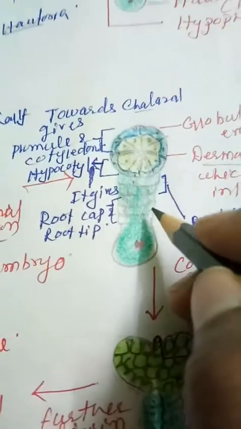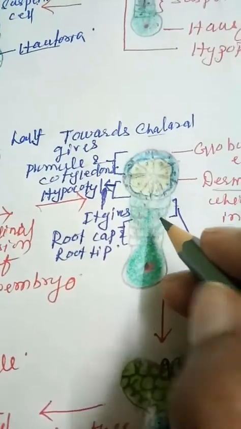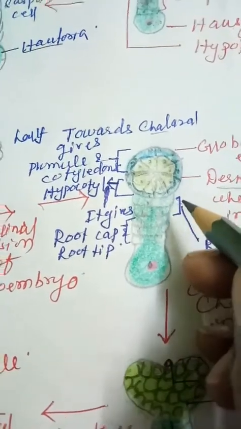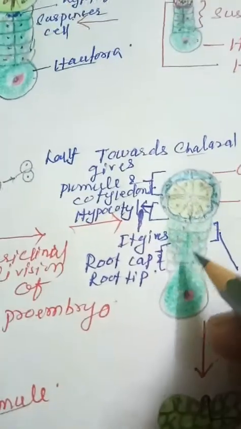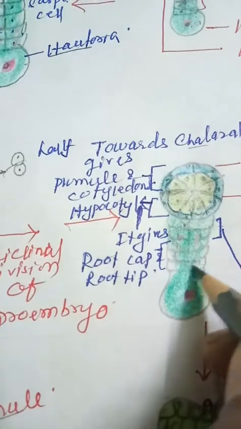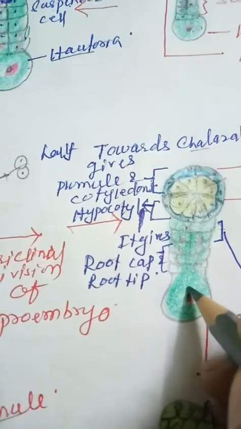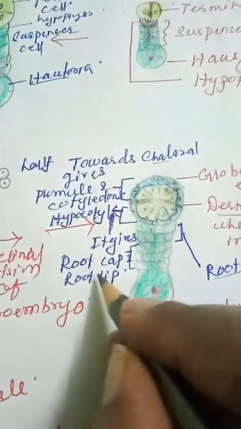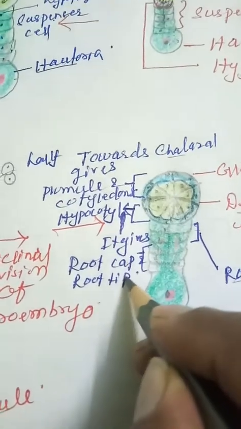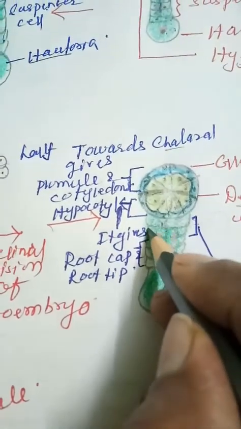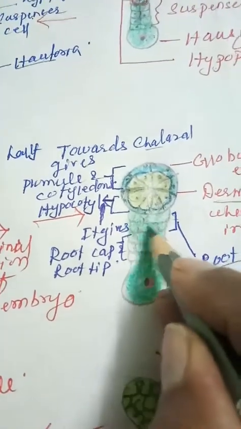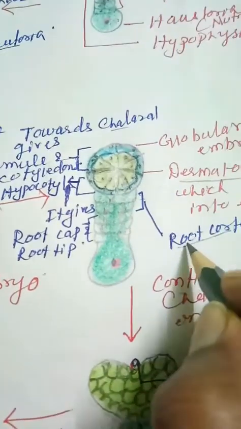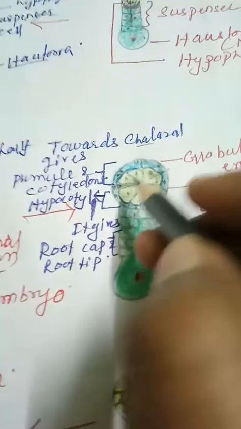So let's discuss which part will transform into which part in the embryo. Here the four cells which are towards the haustorium give root cap and root tip, whereas these 4 cells which are towards the hypophysis give the root cortex.